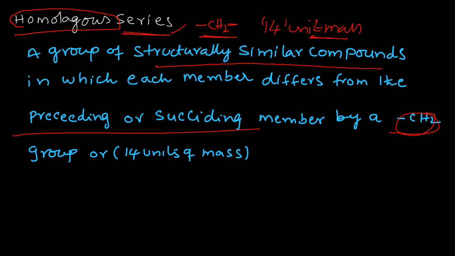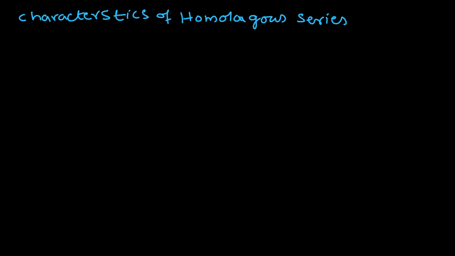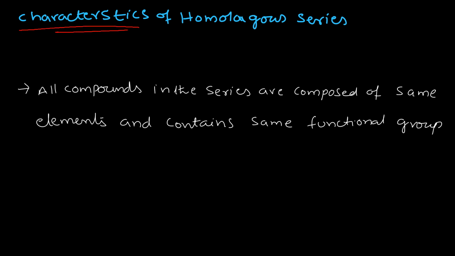So these homologous series can be, for example, if you go for compounds of alcohols, ROH, the general formula of alcohol is ROH. CH3OH is an alcohol, C2H5OH is another alcohol, similarly C3H7OH is propyl alcohol. All these are alcohols which differ by a CH2 unit. So these are also examples of homologous series. Coming to the next one, there are some characteristics of the homologous series. Let us discuss each one by one.